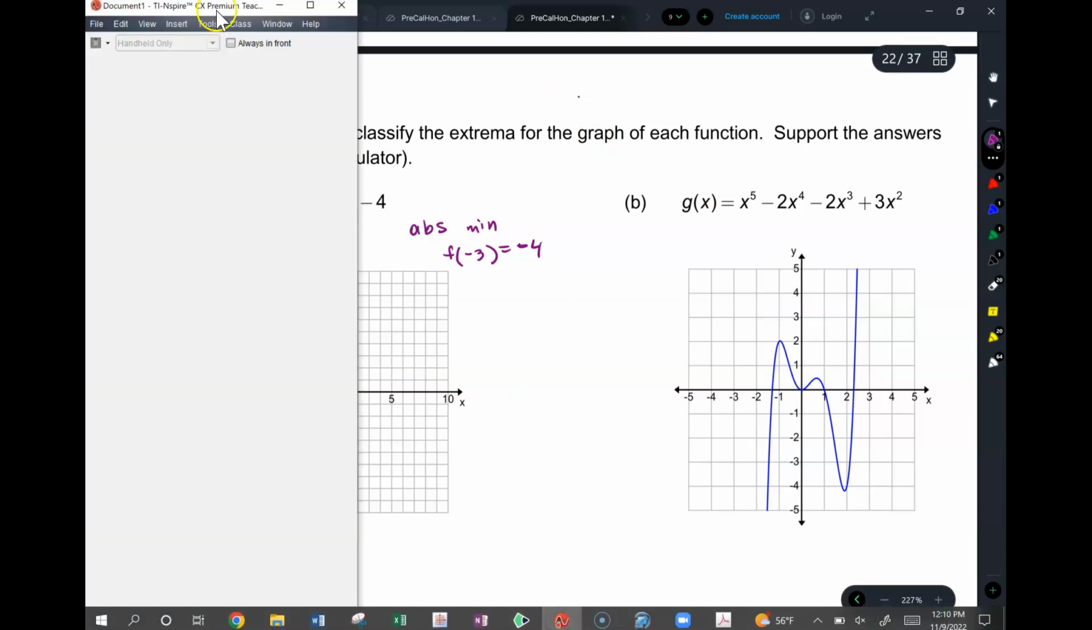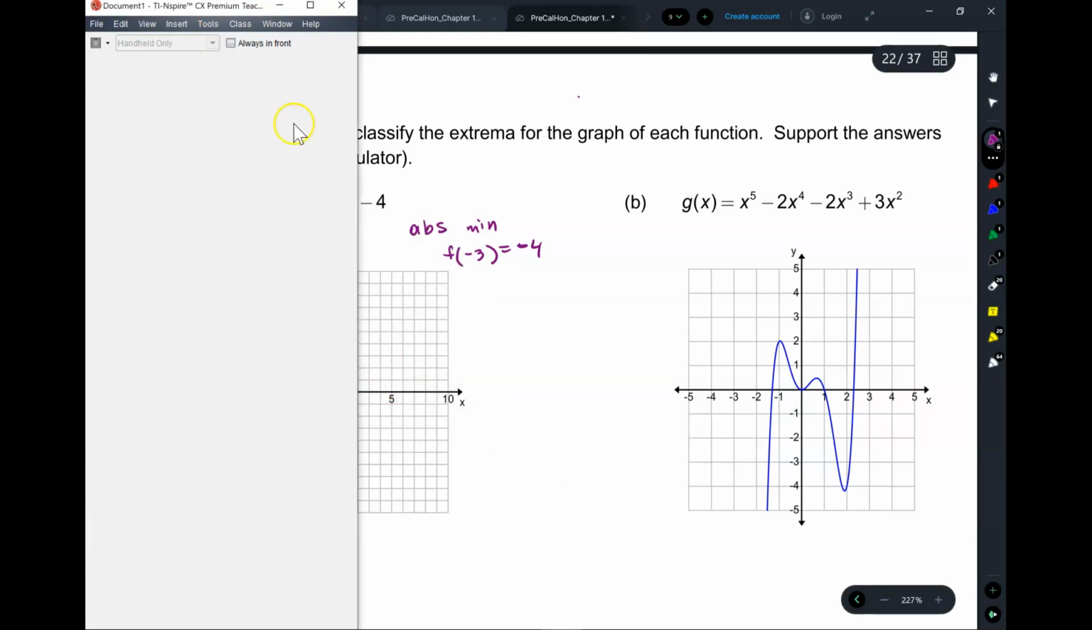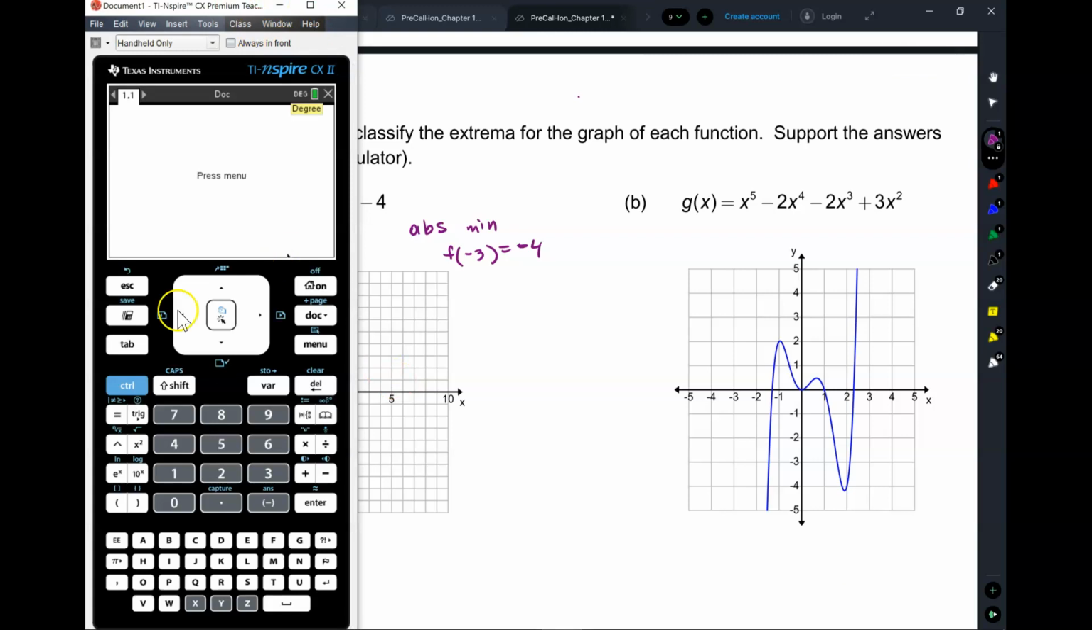Okay, so in our calculators, we're gonna put in, don't you guys love math? I'm so excited. This is one of my favorite things to teach. Okay, so here we go. All right, let's do it. X to the power of 5 minus 2x to the 4.